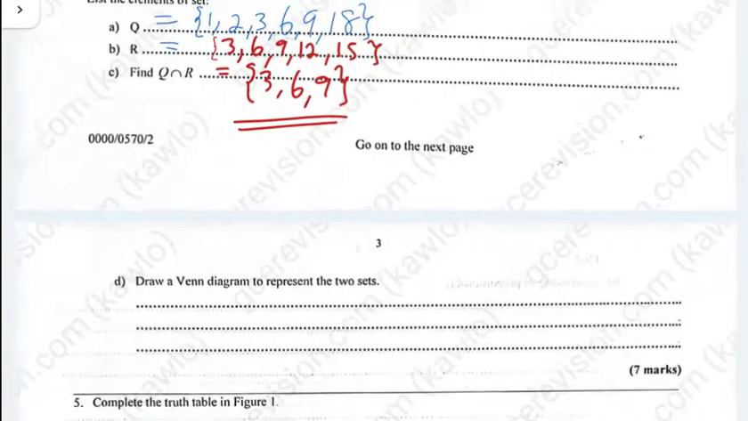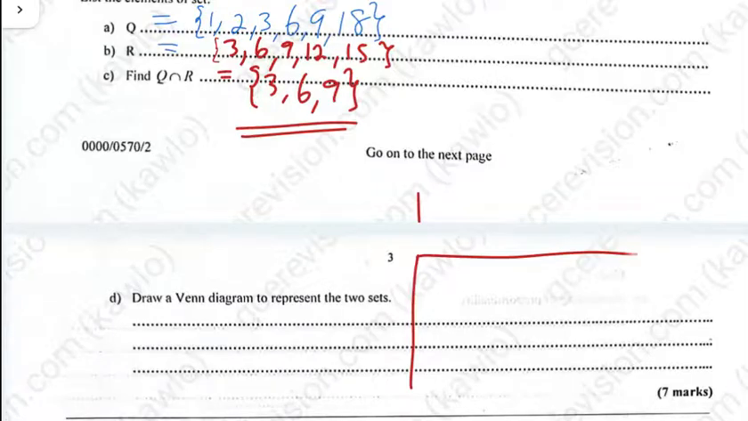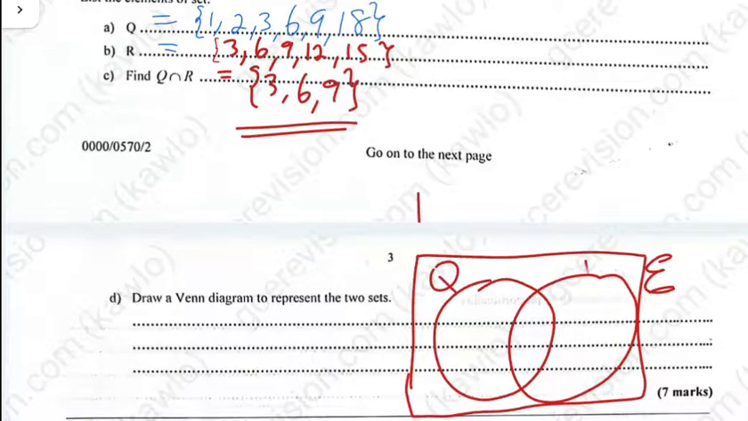Sorry about that. Now the D part says draw a Venn diagram to represent the two sets. So let's draw a Venn diagram to represent the two sets. So this is the universal set. This is Q and this is R. So we start by putting the common factors 3, 6, and 9 here.